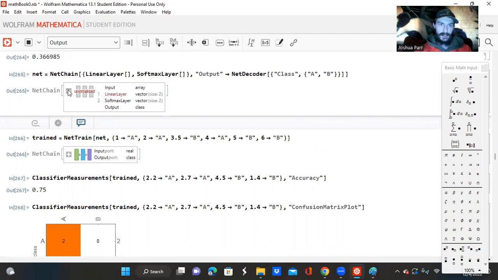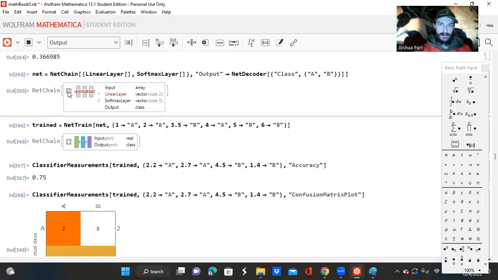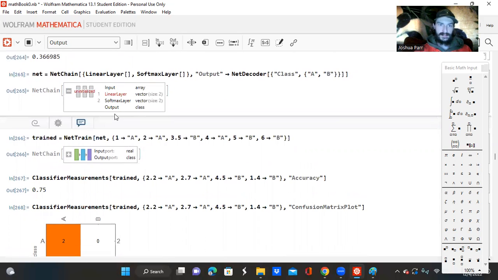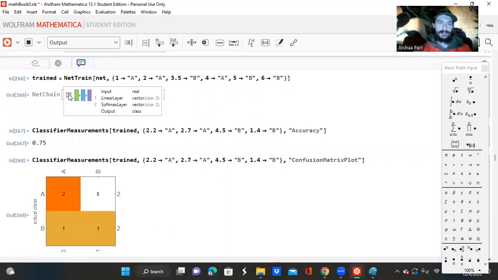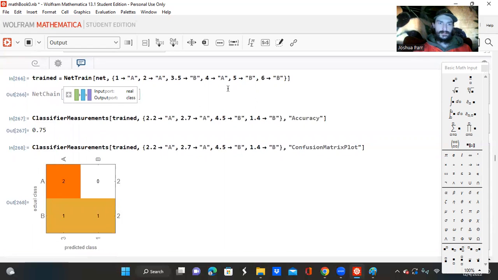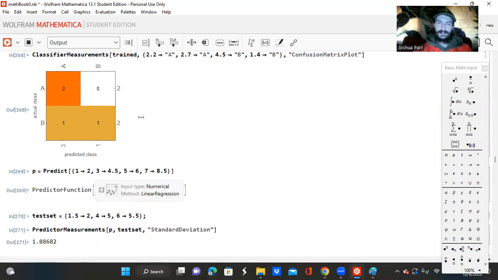Creating another net chain object. It's not yet been initialized, but I'm stating that it's a softmax layer and it's a net decoder for classes A and B. And now I'm giving it more A and B values, net chain. And then now we're going to do some measurements. Training for accuracy, still 75, and confusion matrix plot.